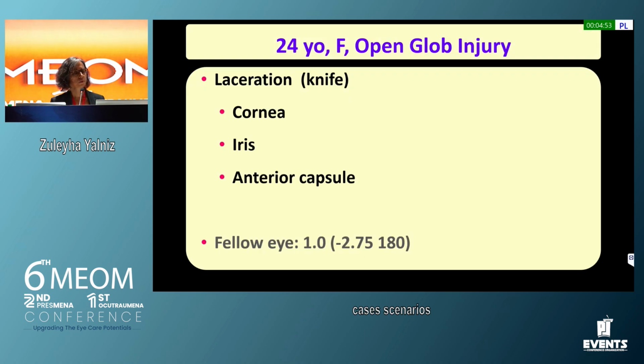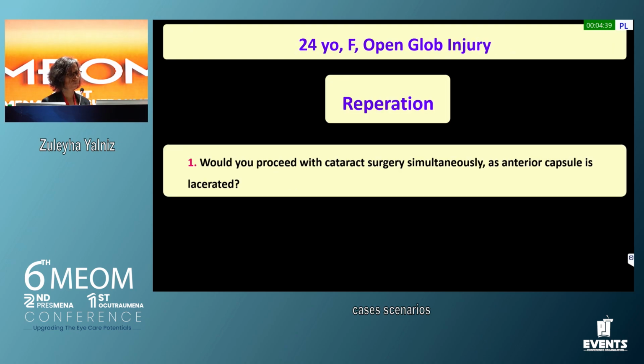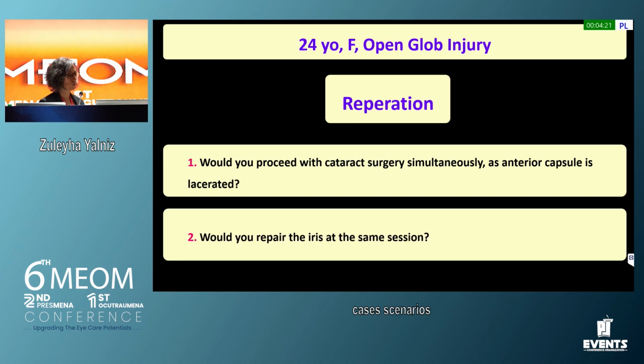This is a young female patient with open globe injury. Cornea, iris, and anterior capsule are lacerated by a knife. Her fellow eye is normal with astigmatic correction. As you already know, urgent repair is needed. However, I want to ask at that point, would you proceed with cataract surgery simultaneously as the anterior capsule is lacerated? Or would you repair the iris at the same session?